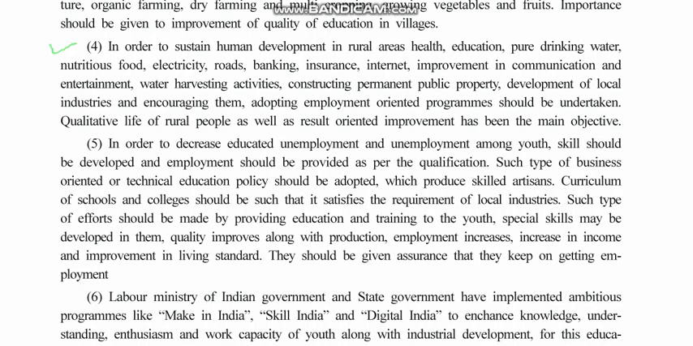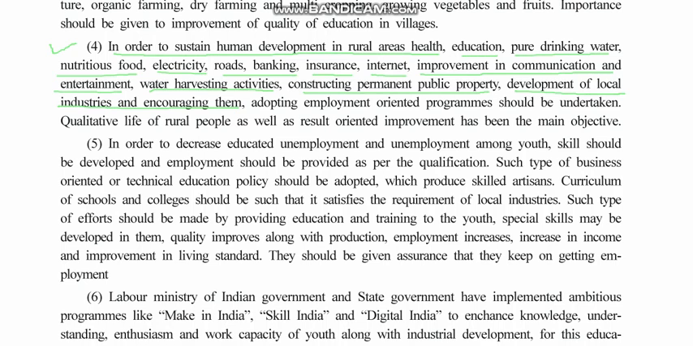4th. In order to sustain human development in rural areas, health, education, pure drinking water, nutritive food, electricity, road, banking, insurance, internet, improvement in communication and entertainment should also be done. At the same time, water harvesting activities, construction of permanent public properties, development of local industries and encouragement should also be done. So all these things should be done in rural areas itself.